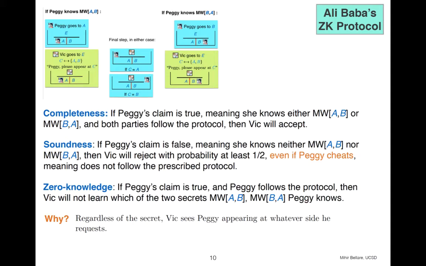And finally, the knowledge aspect. Why is this zero knowledge? Well, because assume again now that Peggy is honest and her claim is true, meaning she does know one of the two passwords. What we're wondering is, does Vic figure out which of the two Peggy knows? Does he learn whether she can go from A to B or from B to A? And the answer is no. Why? Because look at what he sees. All he sees is that if I ask Peggy to appear at A, she does, and if I ask Peggy to appear at B, she does. He has no clue from which end she's starting.